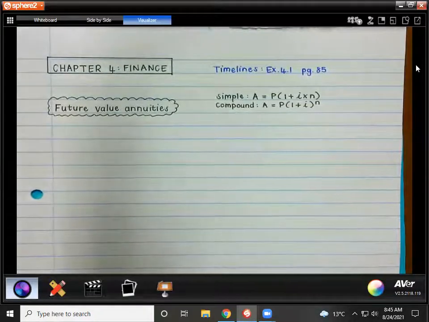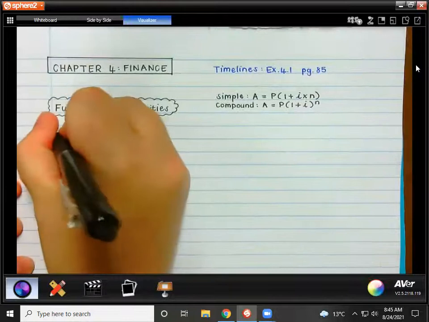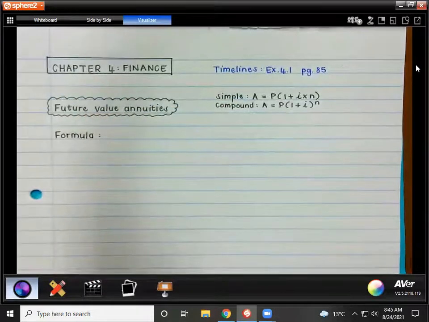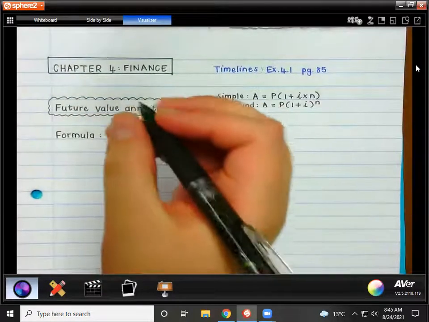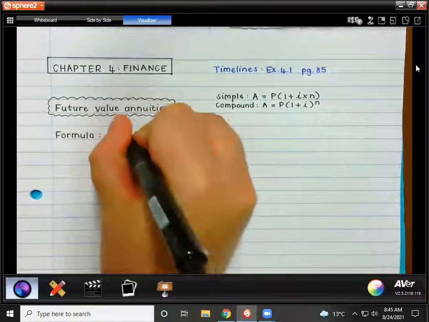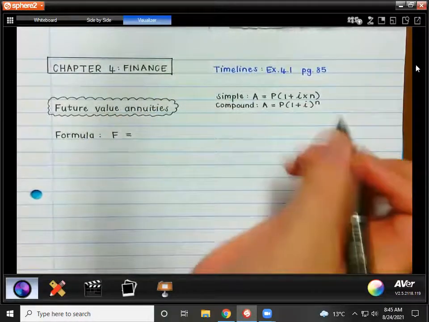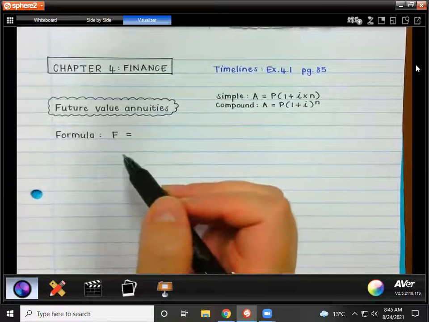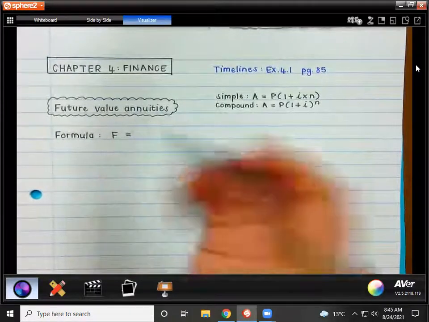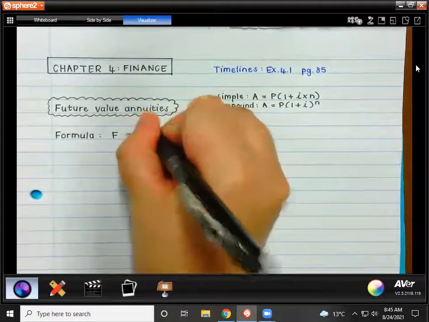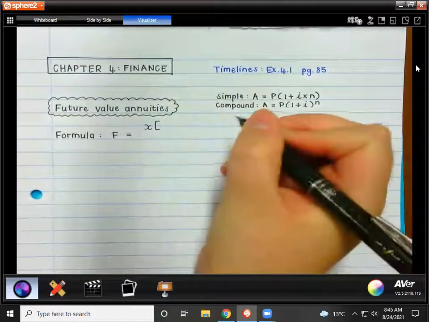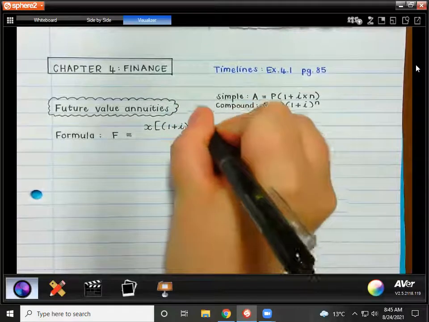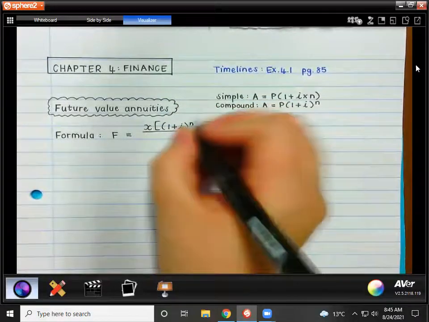Now guys, we need to learn a new formula for future value annuities. This formula is also on the formula sheet, but it is useful if you know it, and you don't have to go look for it. It is F equals, so the future value, almost like your A value, the accumulated value, the future value of this fixed deposit, or this annuity. The future value is equal to a fraction: x times square bracket, (1 plus i) to the power of n minus 1, over i.